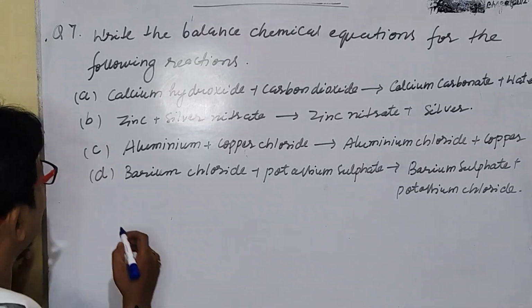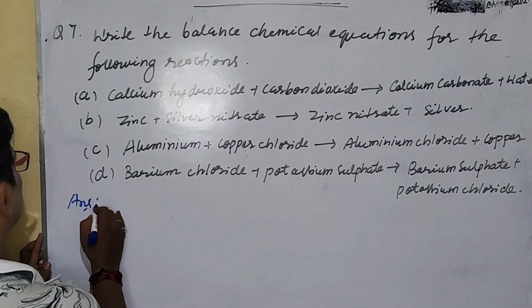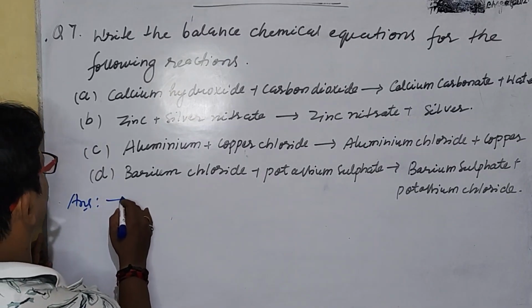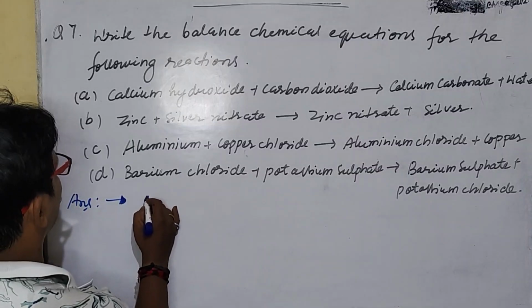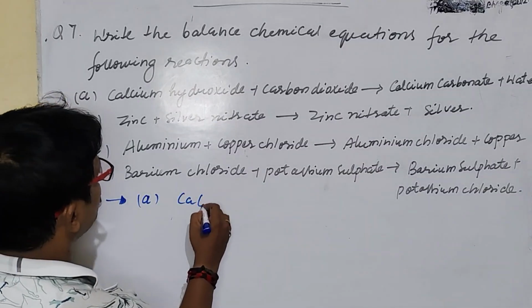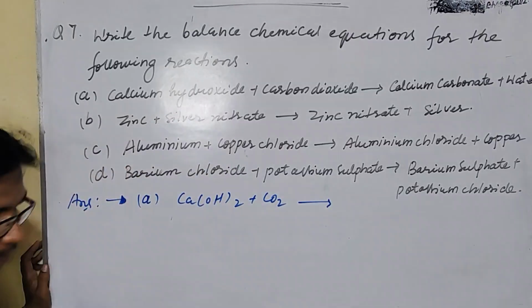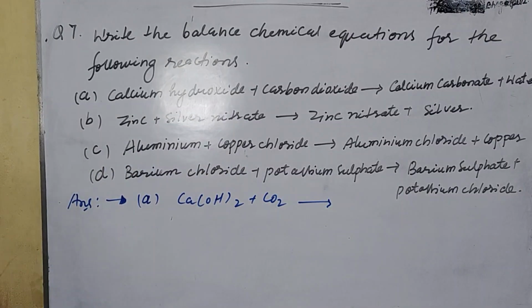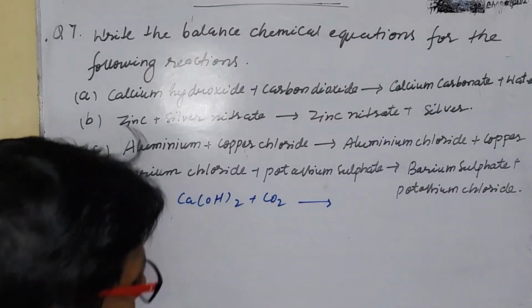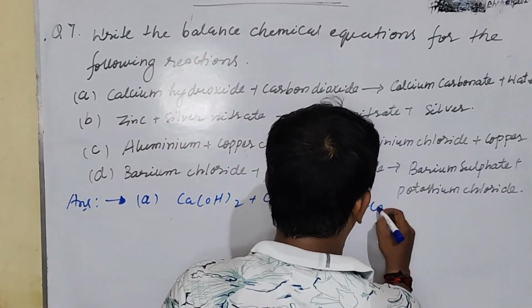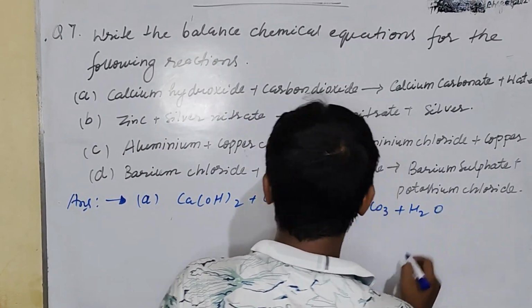First one is Ca(OH)2, answer. First one is A number, Ca(OH)2 plus carbon dioxide gas. What does it give? It gives you calcium carbonate plus water, CaCO3 plus H2O. That should be the balance.